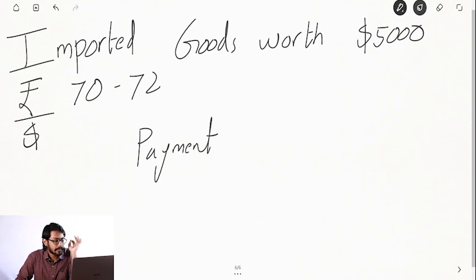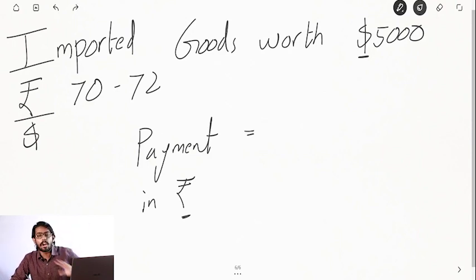Payment in rupees is equal to, yes, pay attention, you have $5,000, and you are required to find out the amount in rupees. Okay, so what are you converting to what? You are converting dollar to rupee. No, you are not converting dollar to rupee. Pay attention, guys, very important, those are mistakes that students often make. You have $5,000, you need to find out how many rupees. You are not converting dollar to rupee. That's not the story.